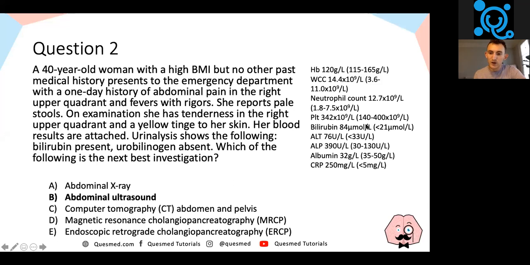And you can tell from the high bilirubin and the deranged ALT and ALP that she's got an obstructive disease because she's got such a high ALP. The ALP is much, much higher than the ALT.